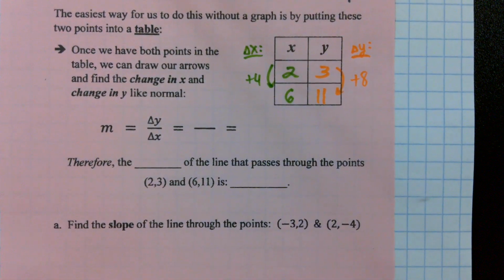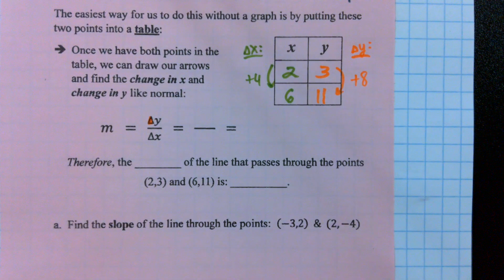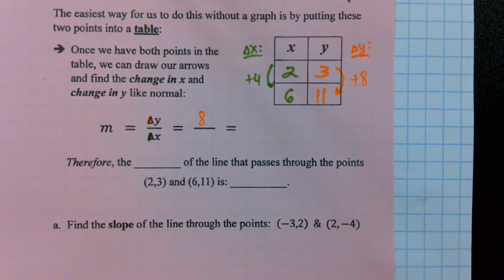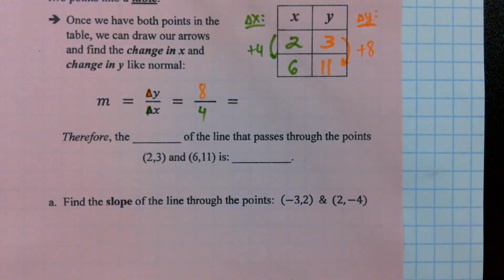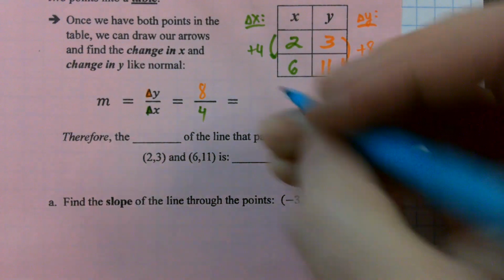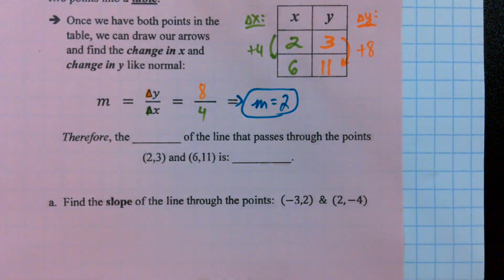All right, so what is my fraction here going to look like again? Y over your x, which would be 8 over 4. So I put my y, which is 8, over my x, which was 4. And what is 8 divided by 4 again? 2. So my m equals 2.